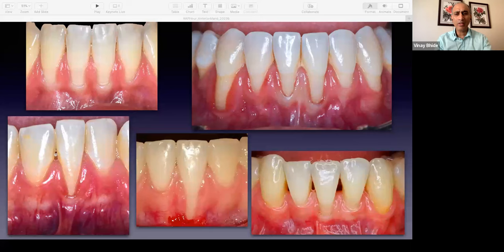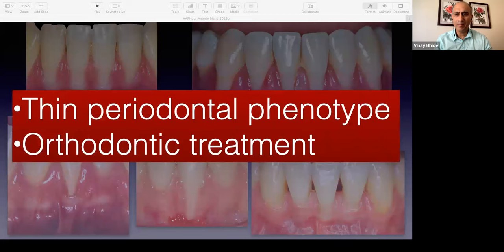And when I look at these pictures of recession, specifically in the anterior mandible, the one thing that most of these patients have in common is that they have a thin periodontal phenotype, which as we know is a risk factor for progressive recession. And the vast majority of these patients at some point in their life have had orthodontic treatment. Now, of course, we can't always predict orthodontically which teeth are going to be affected most by recession. A lot of times we see this after the fact, despite the best intentions of the treating clinicians. But the reality is that if you were to ask these patients, have you had orthodontic treatment? Most of them would probably say yes.